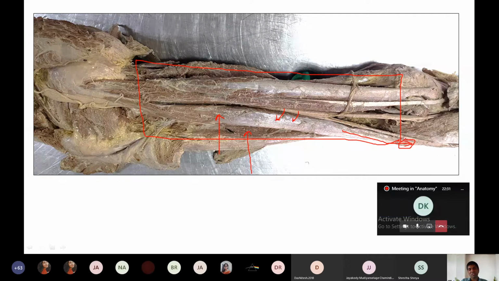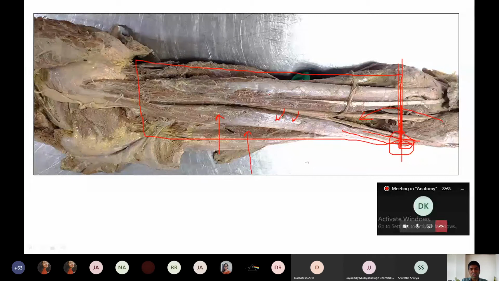And then about the action. What is the action? What may it do? It is crossing the joint from the posterior side, so it will do the flexion of the knee joint. You are right. It will do the flexion of the knee joint.